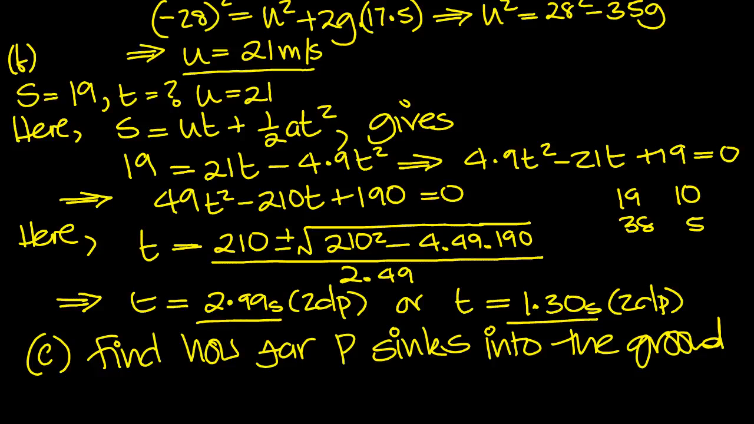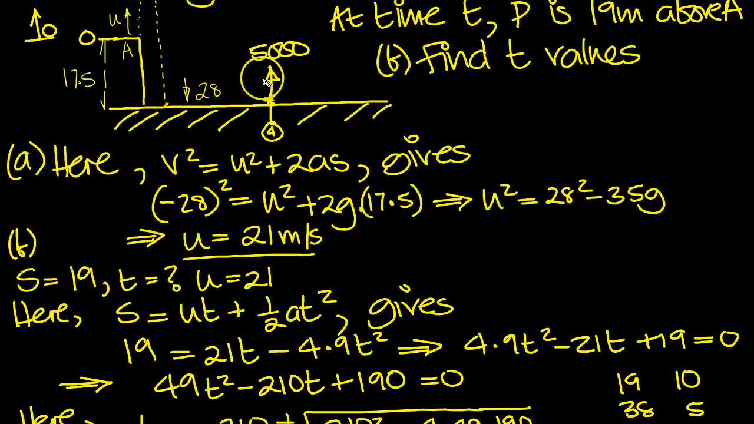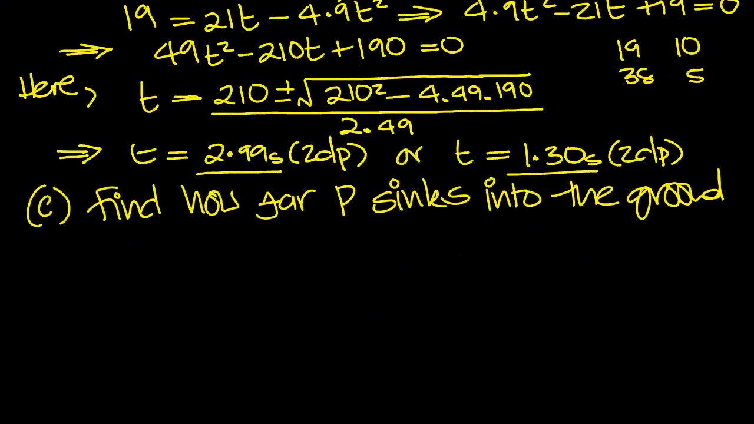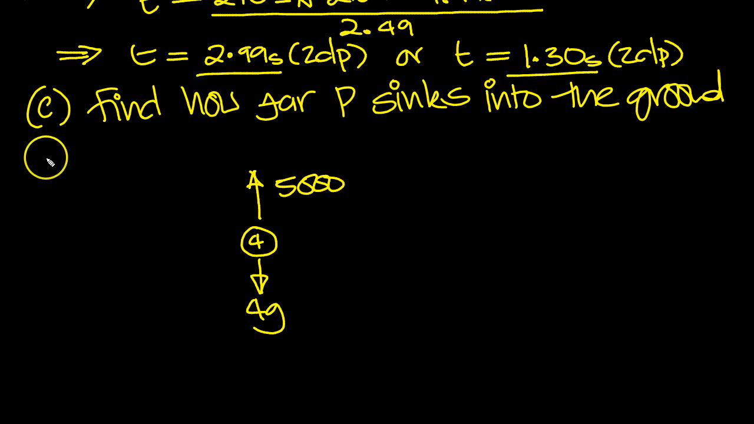So now we need to look at the final part of the problem. How far does P sink into the ground? If we look at our original picture, there's a constant resistive force of 5,000 newtons. It hits the ground at 28 initial speed. So we've got a mass of 4. Its weight is 4g. The resistive force is constant at 5,000. So F equals ma then, in the downwards direction, gives.